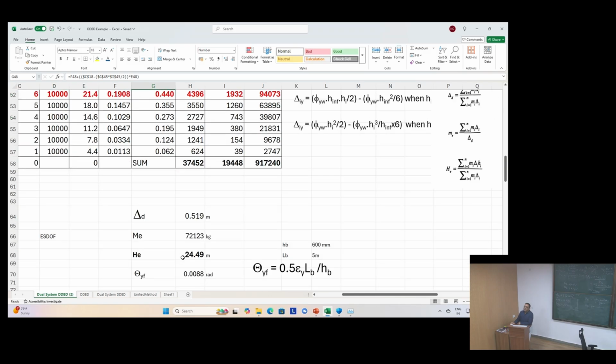And that means your new S-dot properties will change as well, which is your target displacement is 0.519. Equivalent mass is 72,000 kilograms roughly, and roughly 24.5 for your HE. But theta YF will change as well. Yes. Strain does not change, but LB, the length of the beam and the height of the beam has changed. So your theta YF will change.